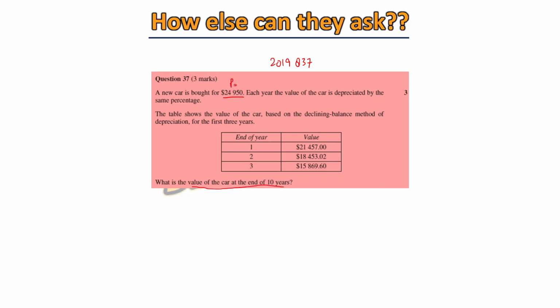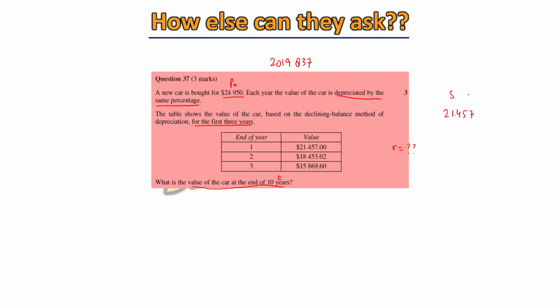So you're given P0, you're given T, but you're not given R. That's where you need to work it out, because it's telling you that the depreciation for the first 3 years is depreciated by the same percentage. This is the more important point. It's depreciated by the same percentage. So what you need to work out is that R first from this table. And the easiest way to work it out is just use one of the values.